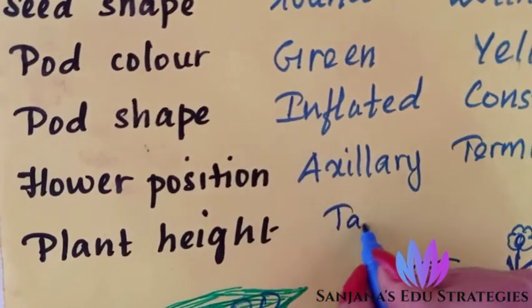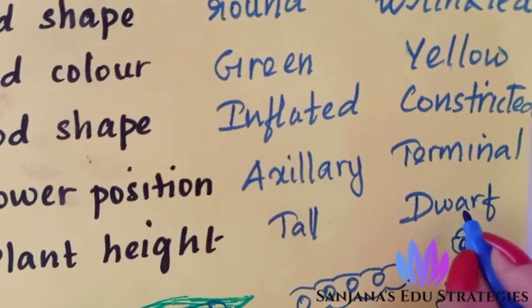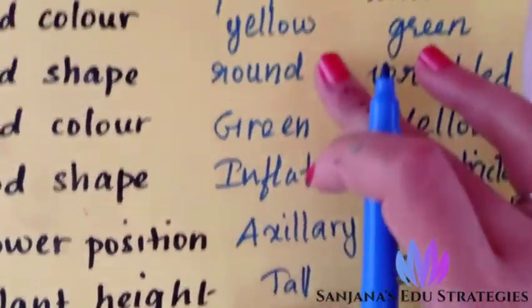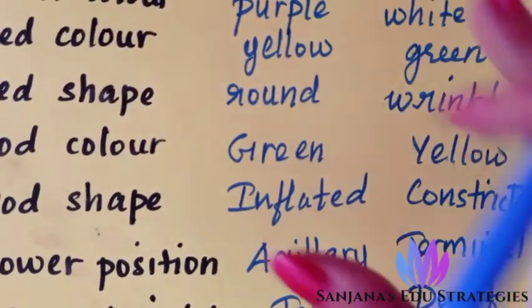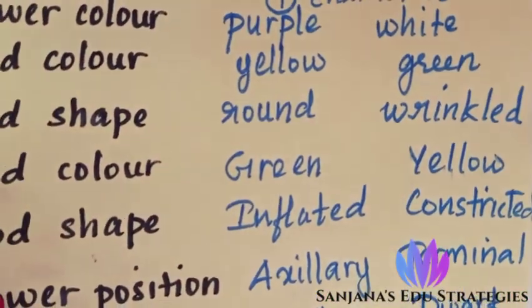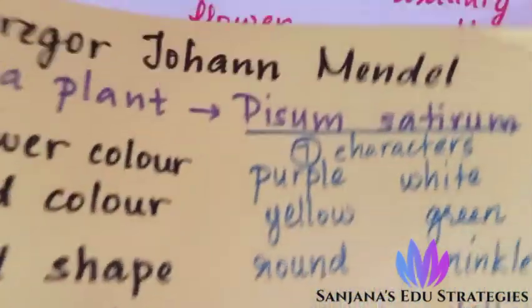The plant can be tall or it can be dwarf. Dwarf is recessive, tall is dominant. On this side it is dominant, on this side it is recessive. This is something which you have to learn. Okay, children, now he made many experiments using this.